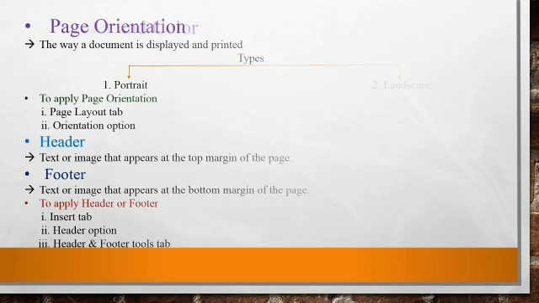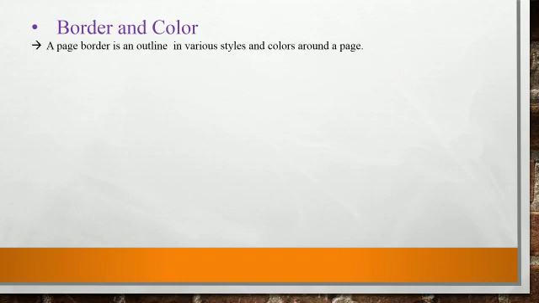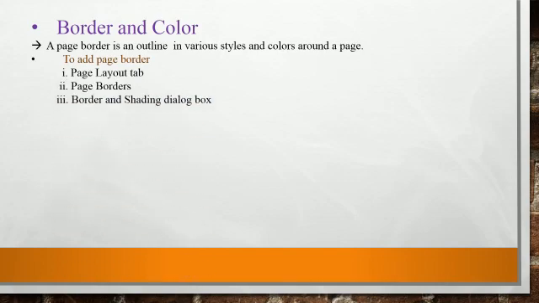Border and color. A border is an outline around a page. It can be a line in various styles and colors or a decorative object. To add a page border, click on the Page Layout tab. Click on the Page Border option to open the Borders and Shading dialog box. In the dialog box, click on Page Border to add style, color, and width of the border, and then click on OK.